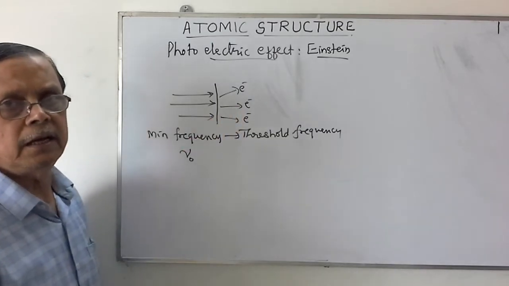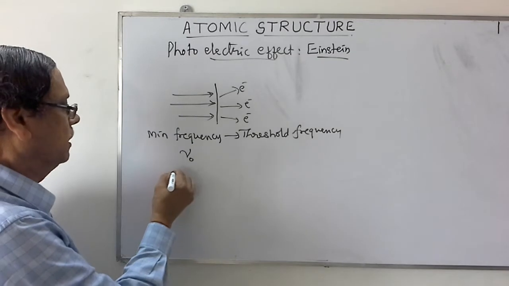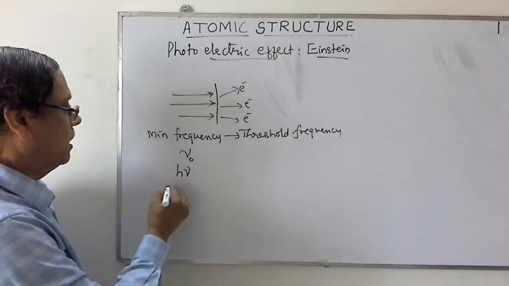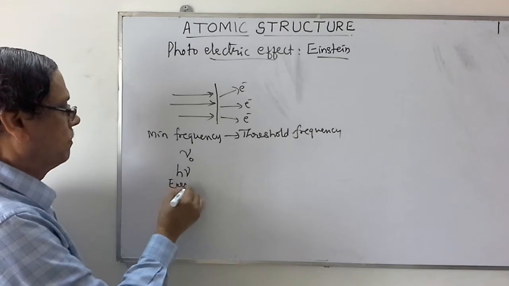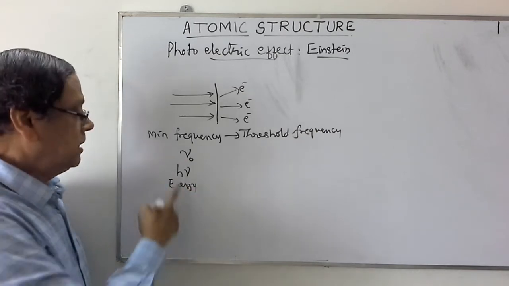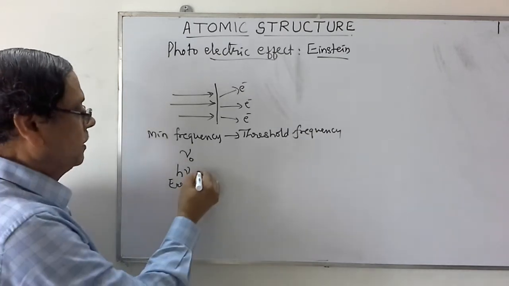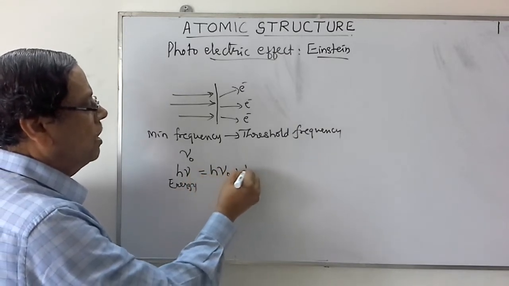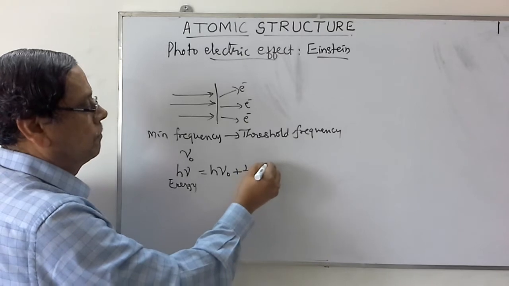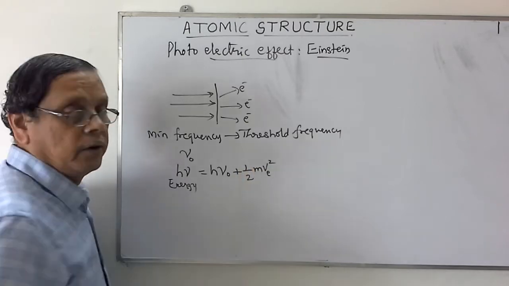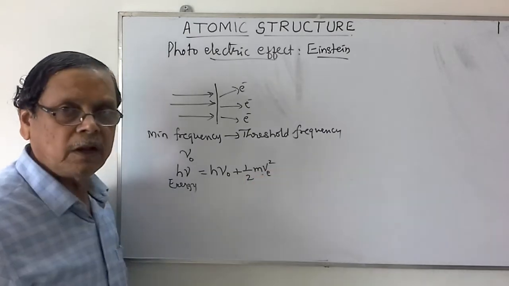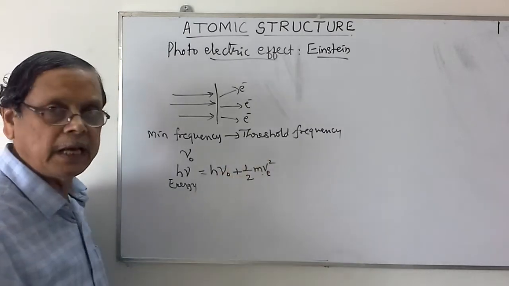So this has been shown in the form of a relation. It is h nu. H into nu is called energy. This is equal to h nu naught plus half m v square, where m is mass of electron and v is velocity of the electron.